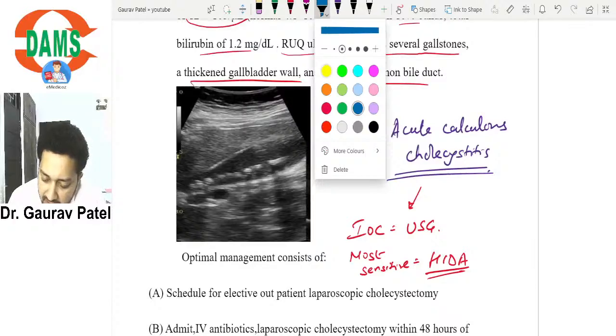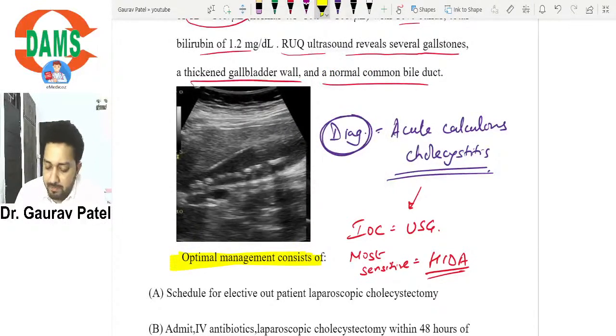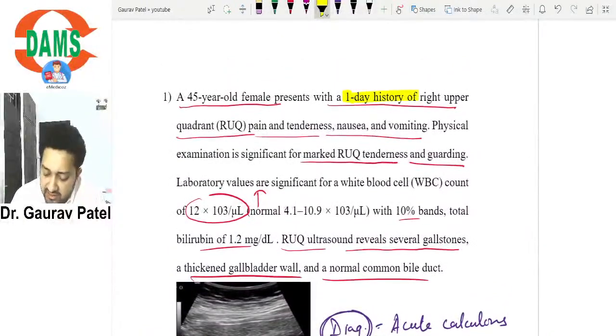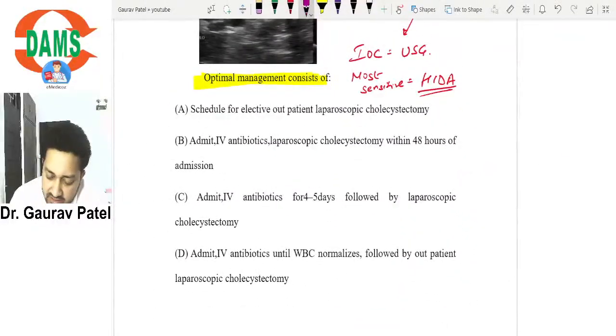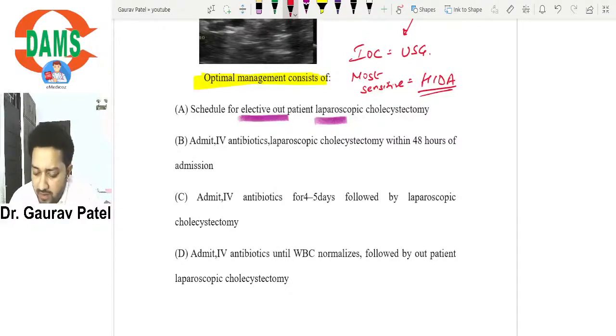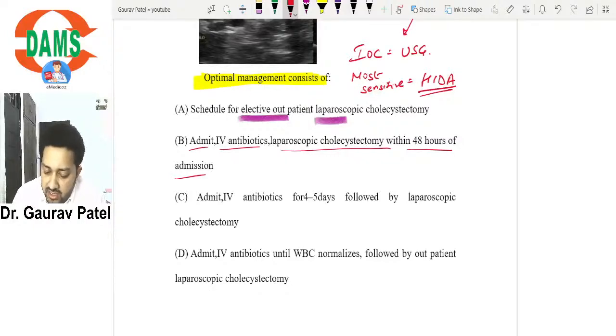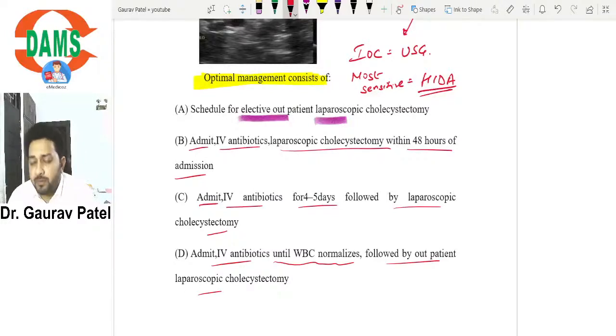What is the optimal management of this patient? Okay, the patient has just a 1 day history. So the female had come within 24 hours. Let's see the options. Schedule for outpatient laparoscopic cholecystectomy. Elective means you will discharge the patient from emergency, call her in the OPD, and then plan for this. Admit, give IV antibiotics, laparoscopic cholecystectomy within 48 hours of admission. Admit, give IV antibiotics for 4 to 5 days, followed by laparoscopic cholecystectomy. And keep giving antibiotics till the WBCs become normal, followed by elective laparoscopic cholecystectomy at an interval. So what do you think should be the answer?